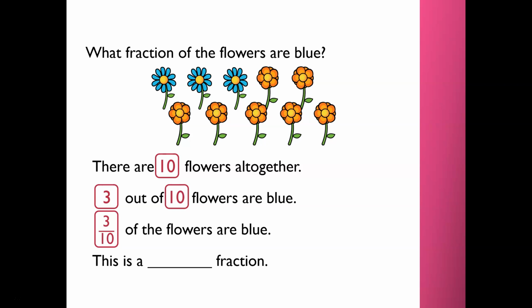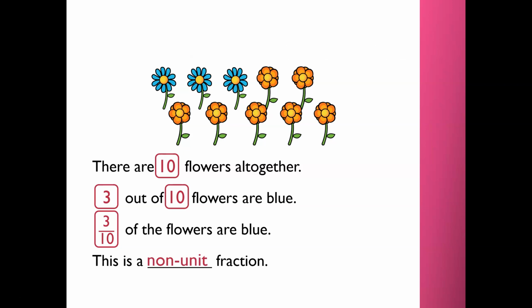Notice the denominator is 10, showing us how many flowers there are altogether. The numerator is 3. This is the part of the fraction that shows us the number of parts of the whole that we are interested in. As the numerator is more than 1, this is a non-unit fraction. How about we look at what fraction of the flowers are orange? Pause the video and have a think.